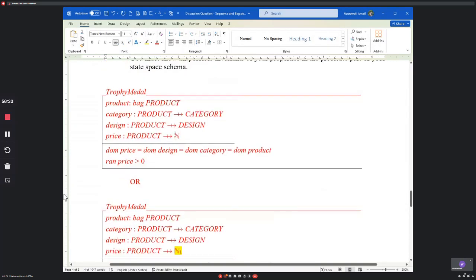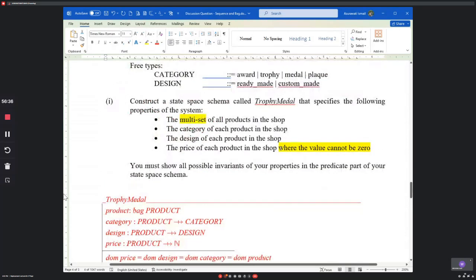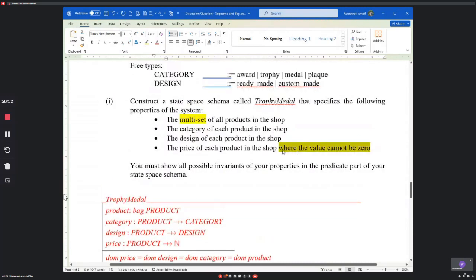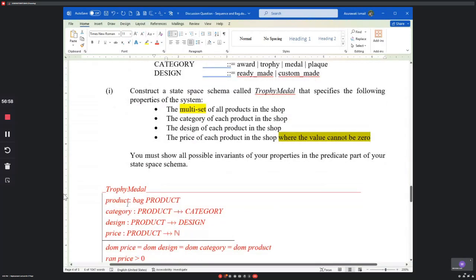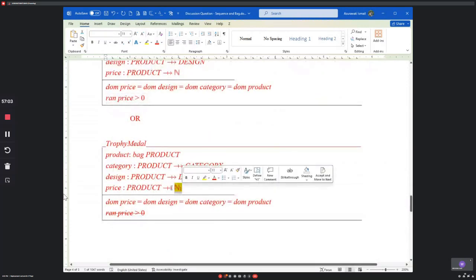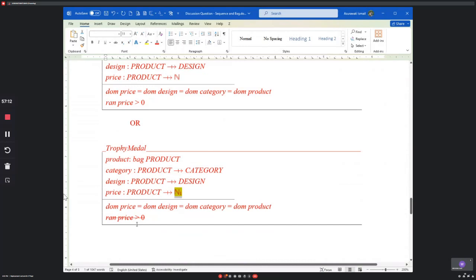So if let's say you put this, you need this because it's according to the question. So read the question carefully. For this question, the statement is not there, then it doesn't matter whichever answer that you want to do. But if the statement is there, then you have to do something like this here if you choose N, or you can straight away do this one. It's a must, because it's according to the question. So that is how you do your state space schema.